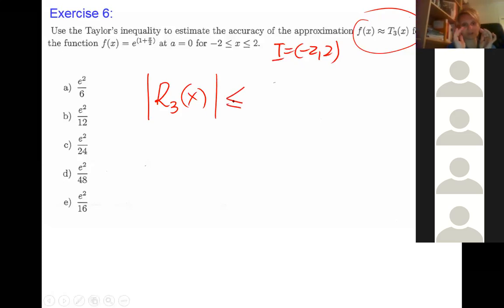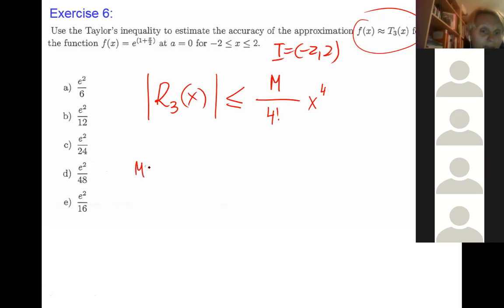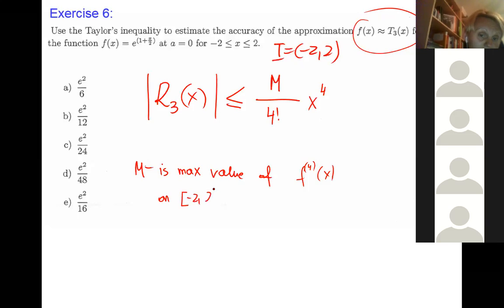says the remainder, the error in this estimation, is less than this. And hopefully we remember M over 4 factorial times x to the power of 4. You remember? Because it's the third degree, I have to put the next number. And M is the maximum value of the next derivative, the fourth derivative, on the given interval.